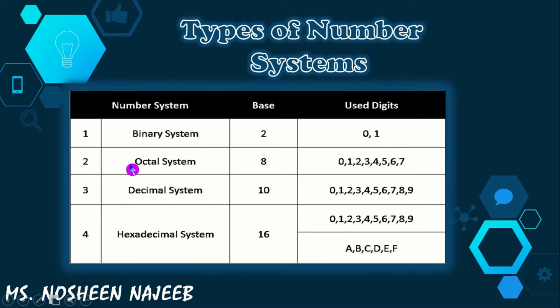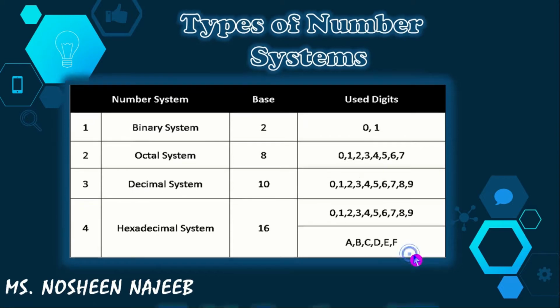The second number system is the octal number system with base 8, because its digits are 0, 1, 2, 3, 4, 5, 6 and 7. The third is the decimal number system with base 10, with digits from 0 till 9. Then the hexadecimal number system with base 16, starting from 0 till 9, and after that A, B, C, D, E, F as 10, 11, 12, 13, 14 and 15.